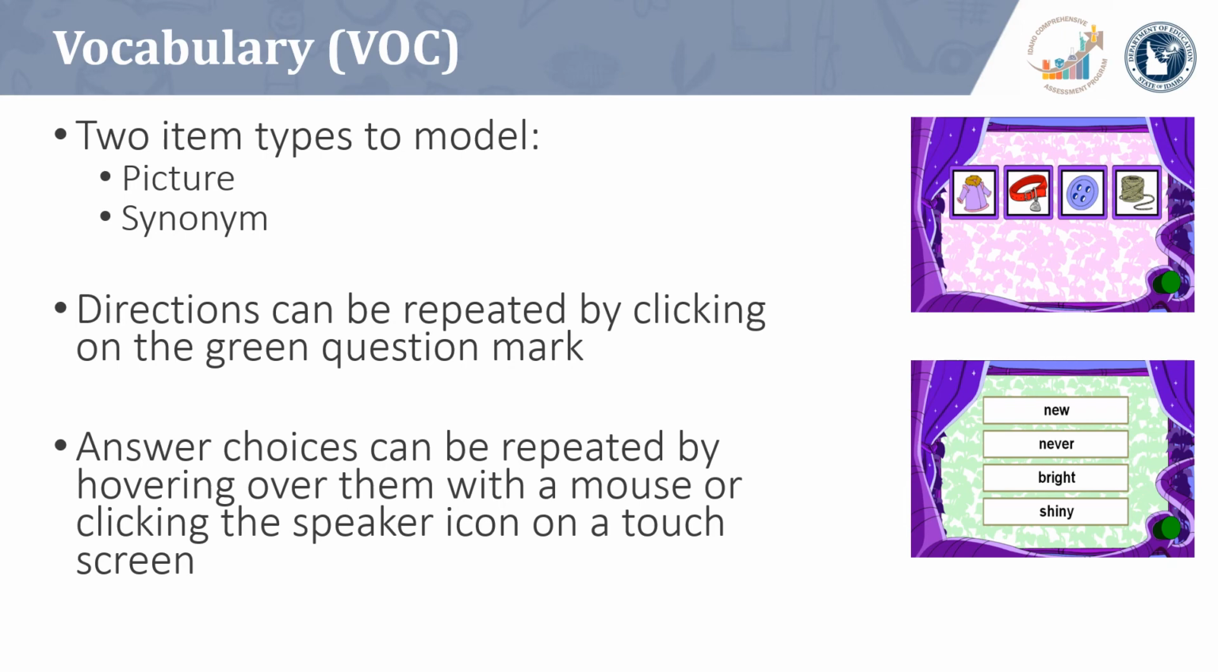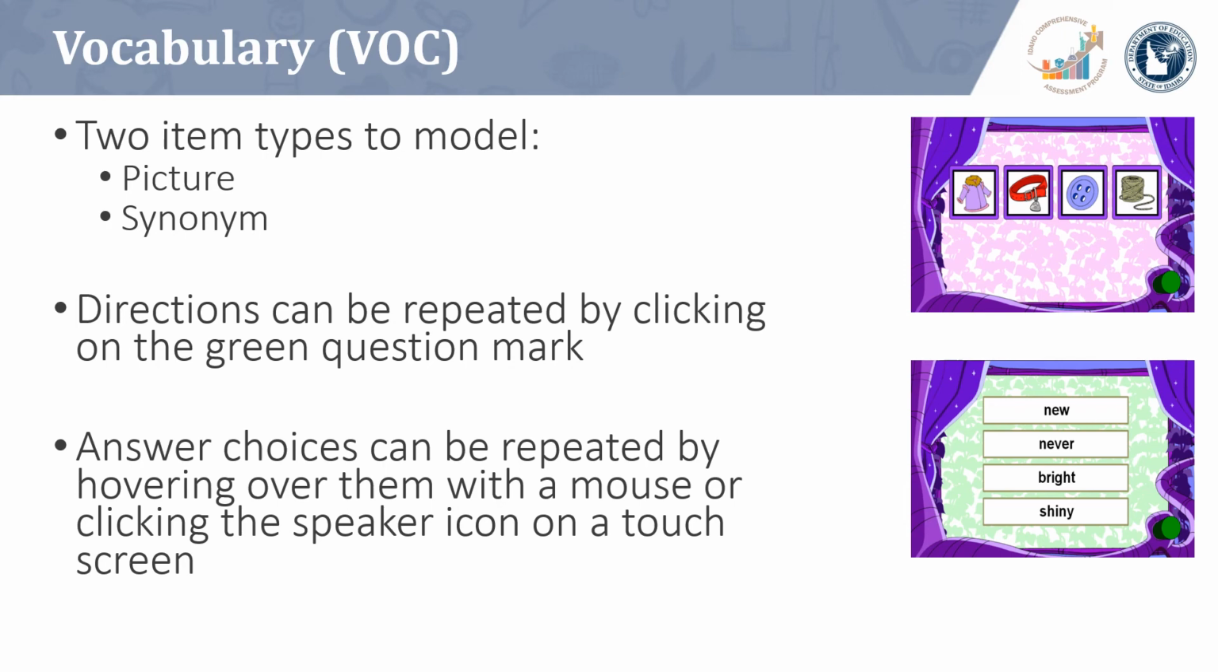The next level item is synonyms. For this item, 4 words appear on the screen. The student is asked to identify the word that has the same or similar meaning as a targeted word pronounced by the narrator. Modeling tips for the different item types are the same.